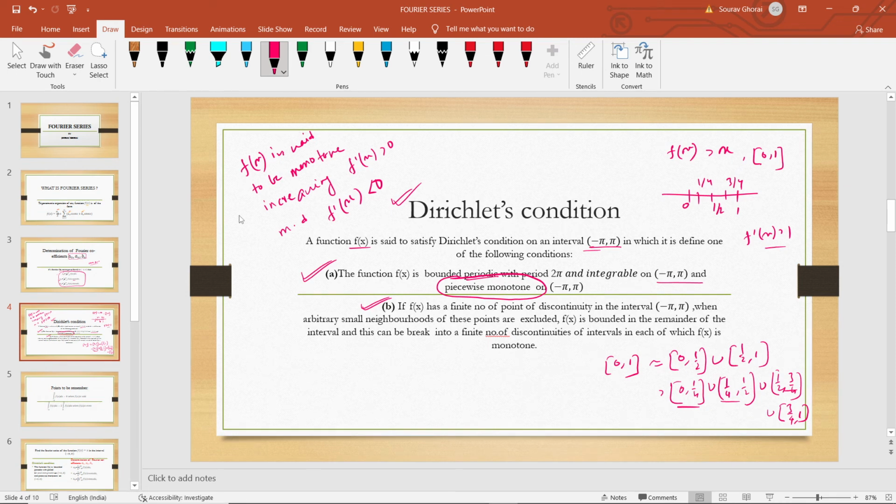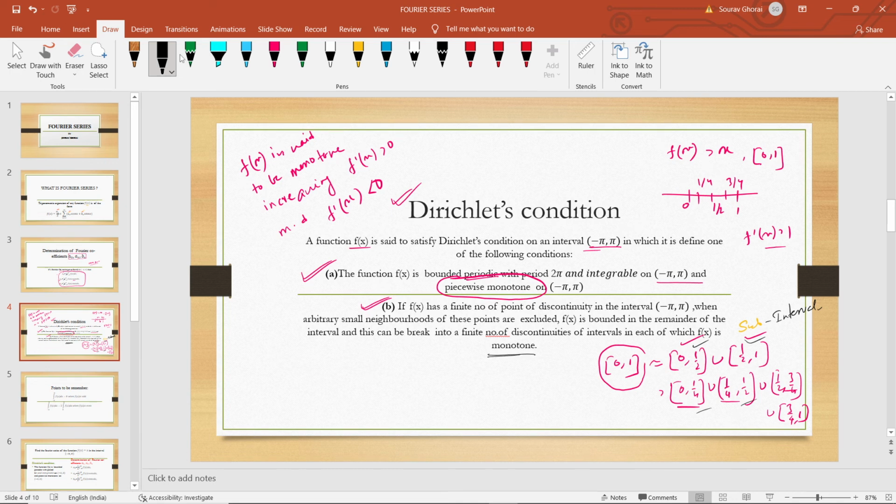That means you piece the given interval into a finite number or an infinite number of sub-intervals. These are known as sub-intervals. Now what is the second condition? f of x has a finite number of points of discontinuity in the interval minus pi to pi, when arbitrarily small neighborhoods of these points are excluded and f of x is bounded in the remainder of the interval, and we can break it into a finite number of intervals in which f of x is monotone. I will discuss it later.